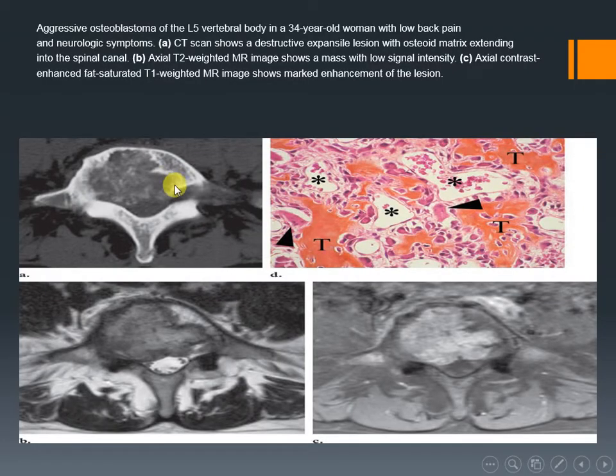Another one: aggressive osteoblastoma of the L5 vertebral body. The aggressiveness is suggested because it has some surrounding sclerosis. However, it's extending into the spinal canal, causing spinal cord or thecal sac compression. This indicates some aggressiveness of the tumor. However, being solitary and long-standing, it is more in favor of a benign aggressive tumor.